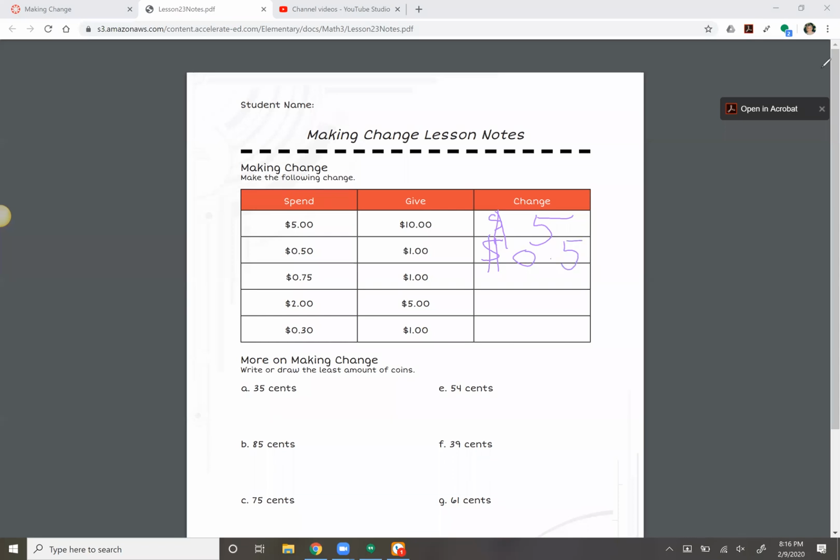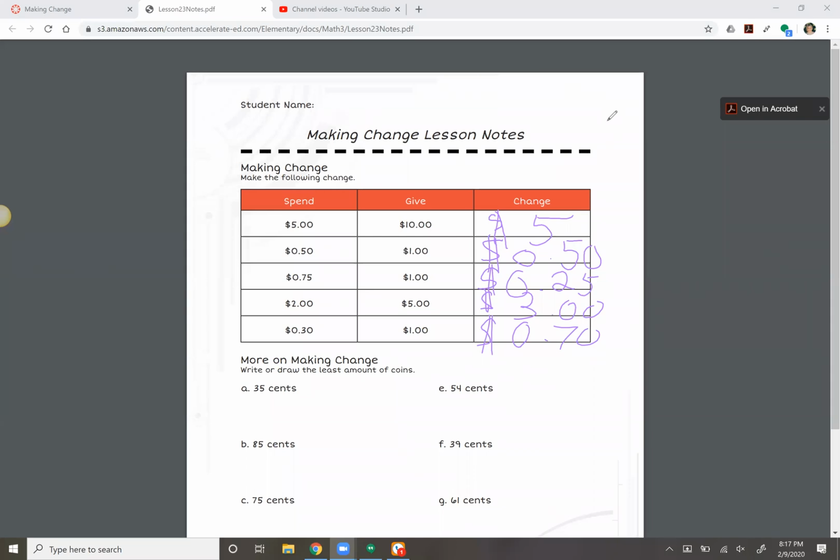All right. Give this a try with the next two. You have $1 minus 75 cents, $5 minus $2, and $1 minus 30 cents. Give this a try and then come on back.